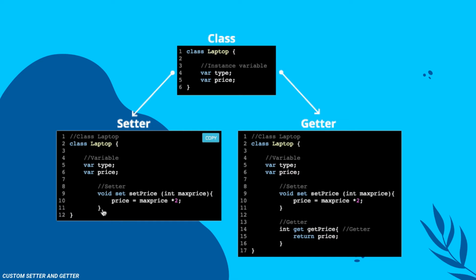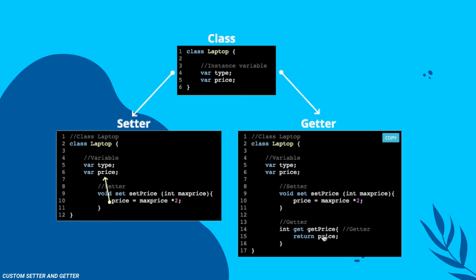After you declare the instance variables, you create a setter like this: just type void set with an integer maximal price as the parameter. Inside this setter, we set price equal to maximum price multiplied by 2. And after you create the setter, we move on to the getter.